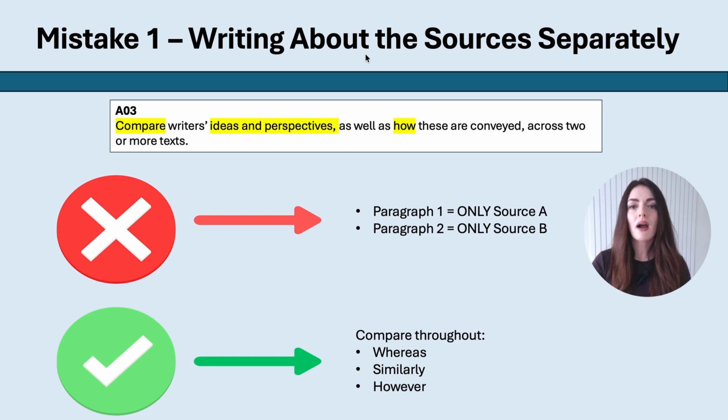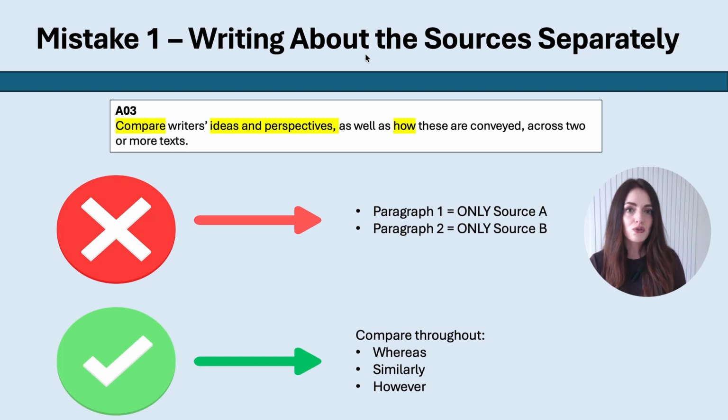Think about it like this. Comparison means exploring one idea through both texts together. So for example, a weak response might sound like this. Source A presents travel as difficult. Source B also presents travel as difficult. Now, obviously, that sounds very basic because the comparison isn't really developed.